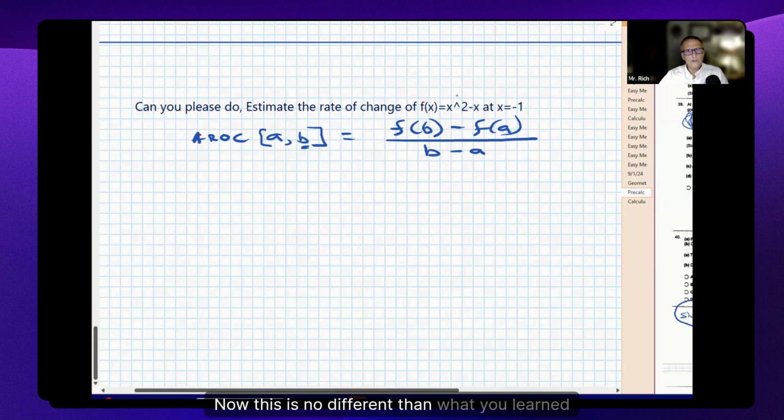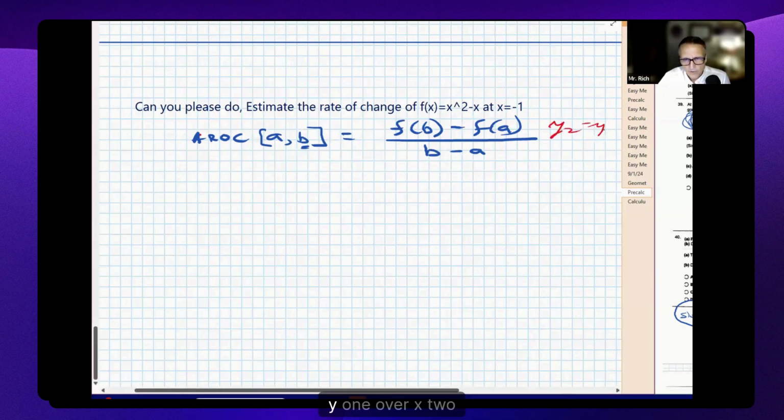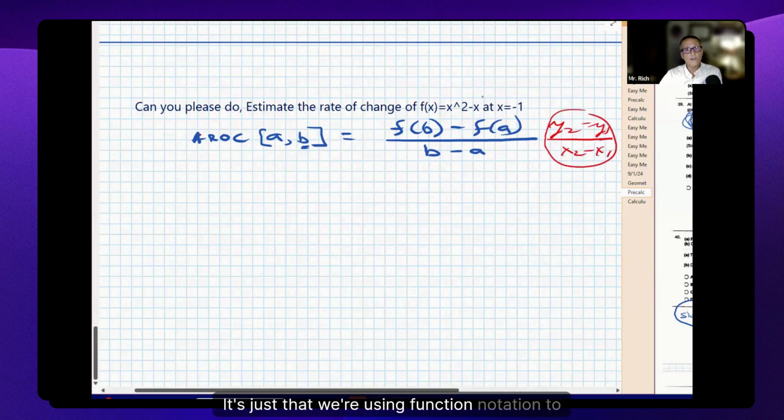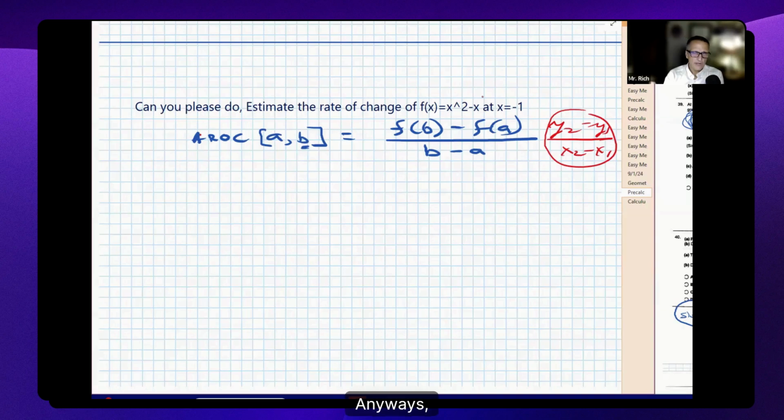Now, this is no different than what you learned back in Algebra 1 and Algebra 2 as y2 minus y1 over x2 minus x1. It's rise over run. It's just that we're using function notation to represent y2 and y1, and the b and the a are representing the two x values. Anyways, that's what average rate of change is.